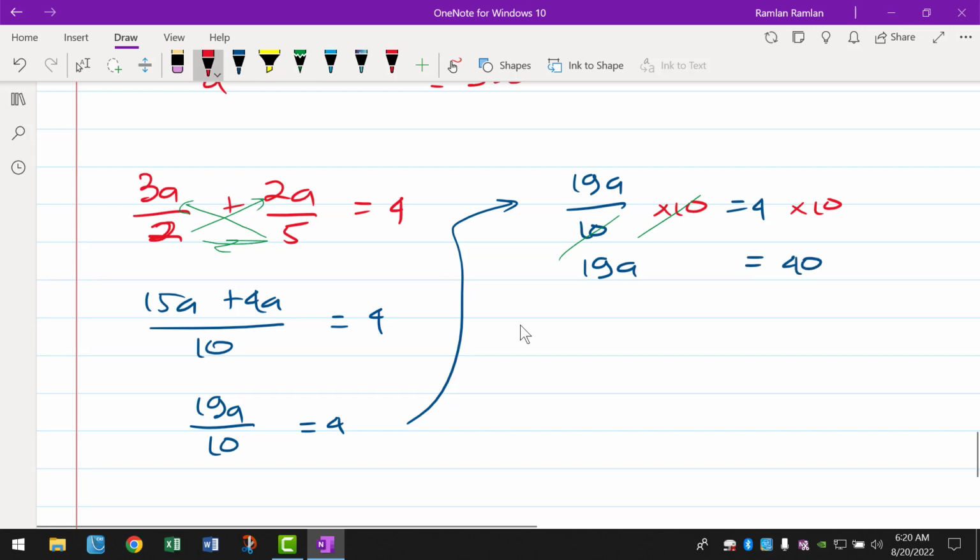And the last thing we need to do is to divide both sides by 19 to get rid of this 19, because 19 divided by 19 is just 1. So 1 times a is just a, and then 40 over 19, you don't have to write it as a decimal. If this is the simplest form of the fraction, then you are done.